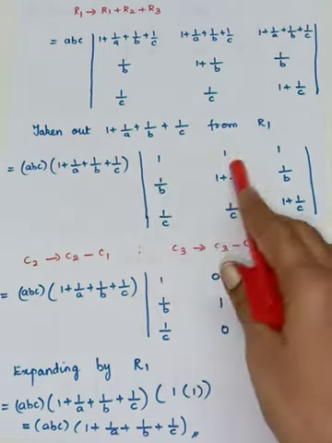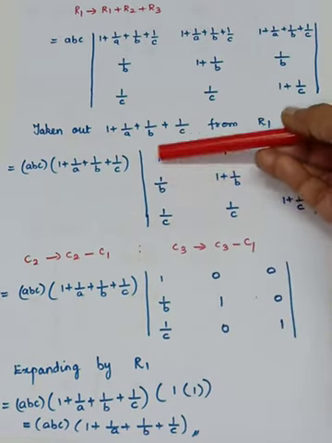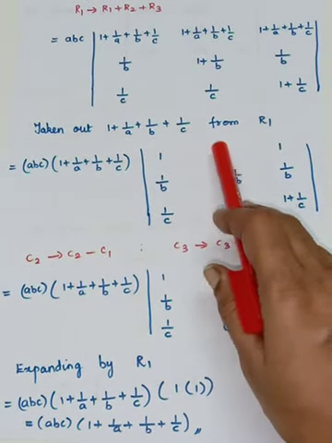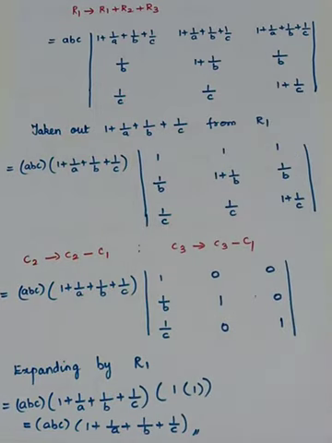So we have to use the transformation column-wise. If you use row-wise, you will not get anything as 0. So here you also have 1. So if you subtract 1 and 1, you will get 0.